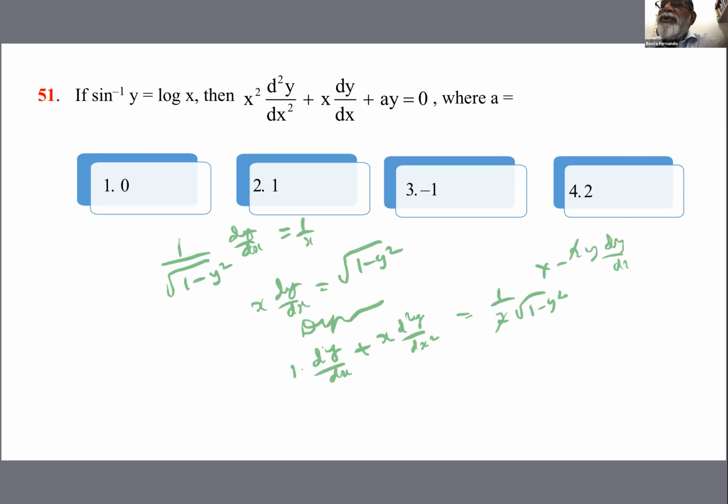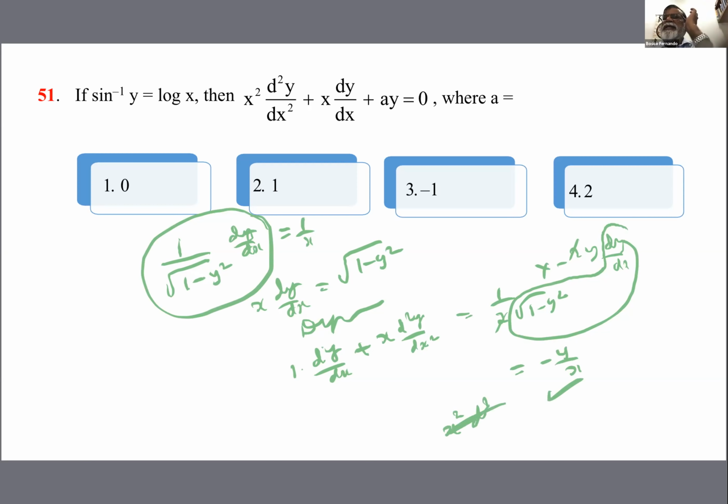So dy by dx by root of 1 minus y squared is nothing but 1 by x. So cross multiply, you get x squared d squared y by dx squared, etc. Same answer you will get.